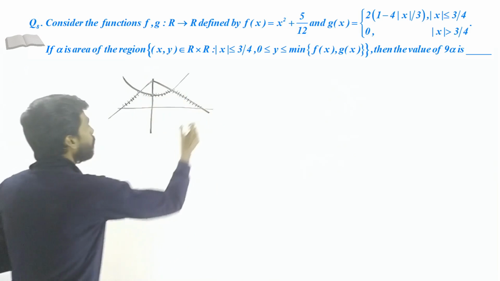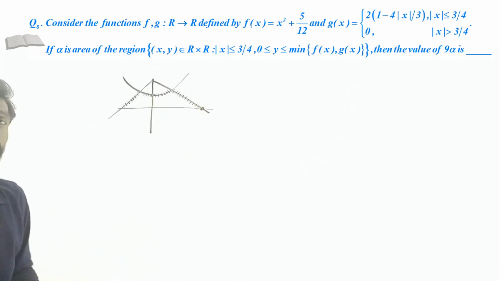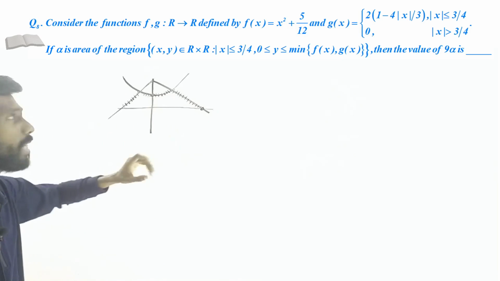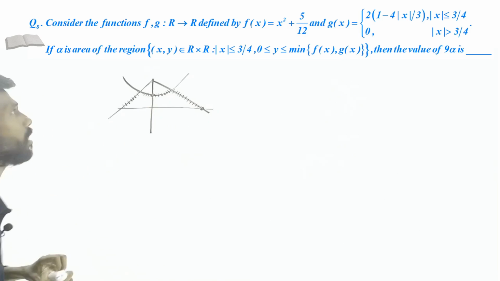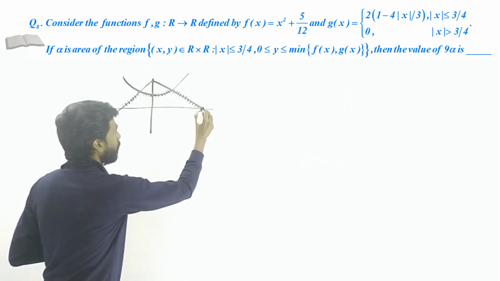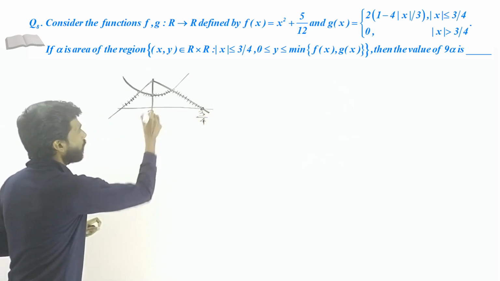Yes. Now this point is known, where that line intersects x-axis. Put y equal to 0, so 1 minus 4x by 3 is 0. So x equal to 3 by 4. So 3 by 4 is the maximum value, and 0 here. Now what do we do?